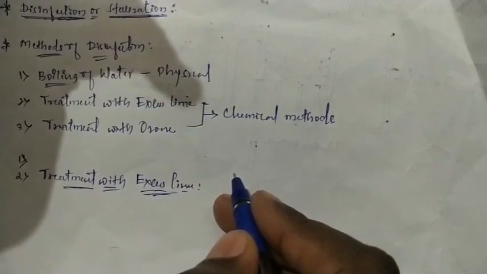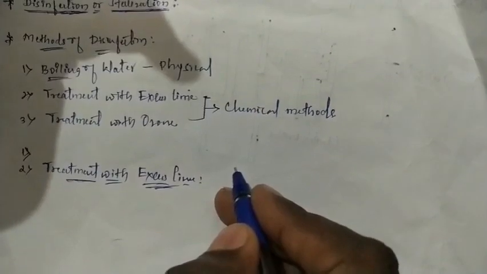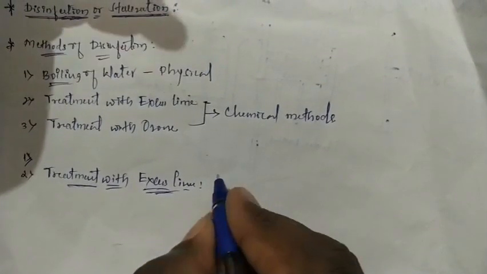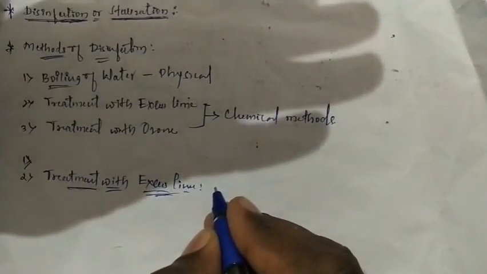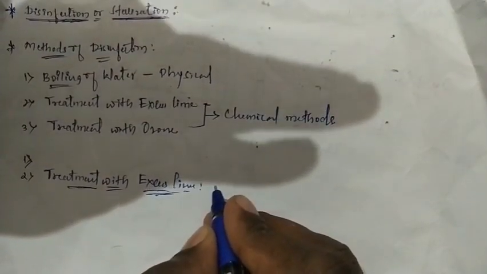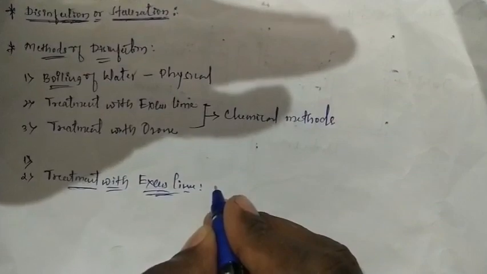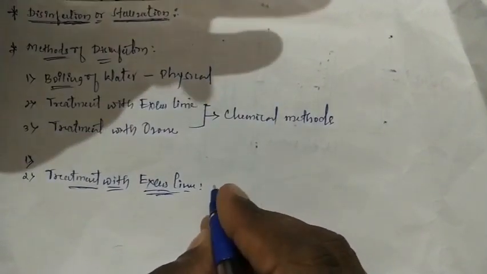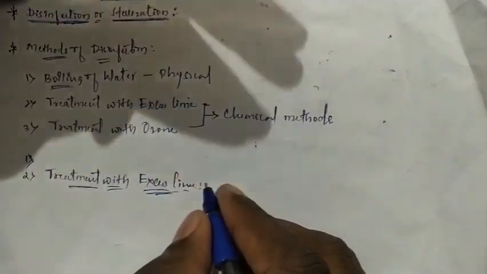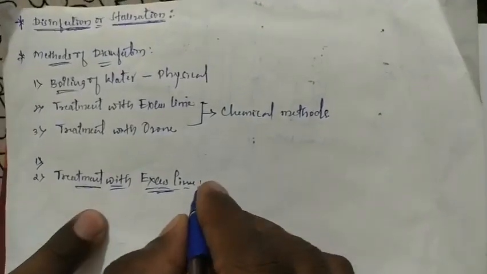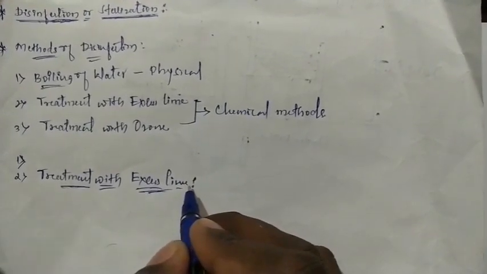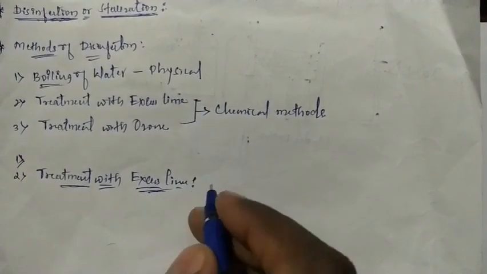Excess lime, when added to water, raises the pH value of water. So to maintain the pH value, to kill the pathogenic bacteria, and to reduce the hardness of the water, for these three reasons we use excess lime for the treatment of water, and it is the best disinfectant used in the water treatment plant.